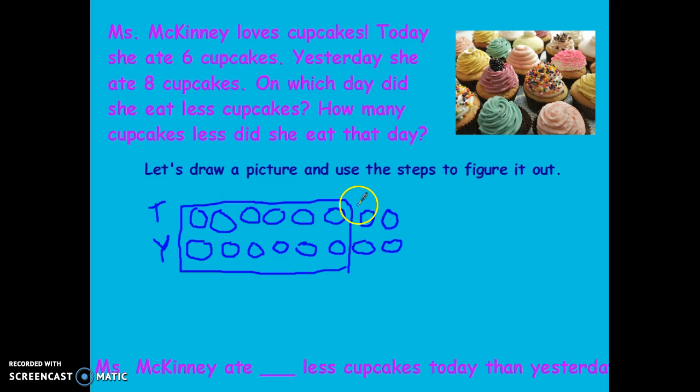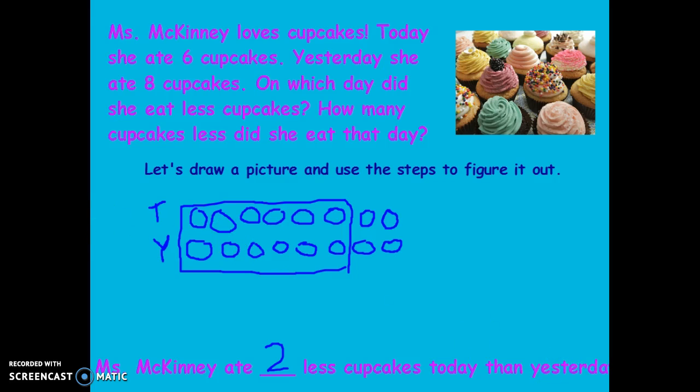Now, think, how many cupcakes did you draw? Let's count to see. Count with me. 1, 2. You should have drawn 2 cupcakes to make them equal. The 2 tells me how many less are in today than yesterday. So, how many less cupcakes did Miss McKinney eat? Miss McKinney ate 2 less cupcakes today than she did yesterday.